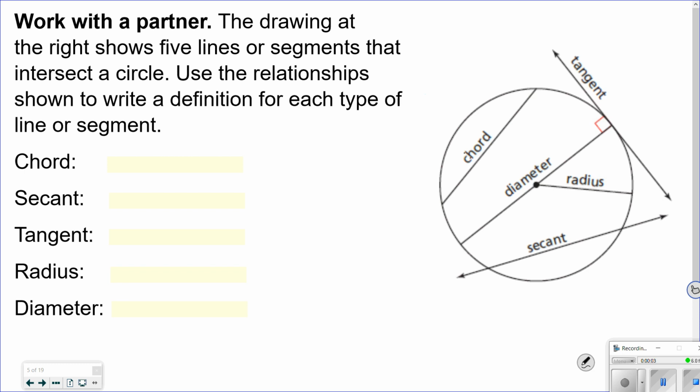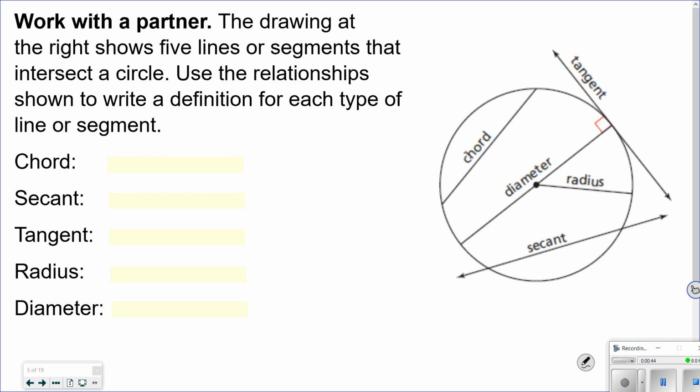Okay, section 10.1. This section has lots of vocabulary in it. So what I want to start off doing is grab a page of notes. Like it says up here, the drawing on the right shows 5 lines or segments that intersect a circle. I want you to use the picture to write your own definition of each of these: chord, secant, tangent, radius, and diameter. You're going to write this definition just by looking at that drawing. So pause it right now, go through and do that, and then we'll talk about it together.